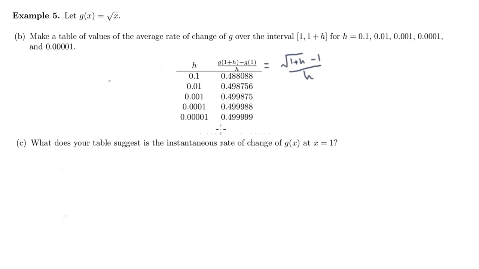But this is really cool because look what's happening. As h gets closer and closer to 0, so this is a tenth, a hundredth, a thousandth, a 10,000th, a 100,000th, this is definitely getting very close to a number that I know. Okay, and part C says, what does this table suggest is the instantaneous rate of change?